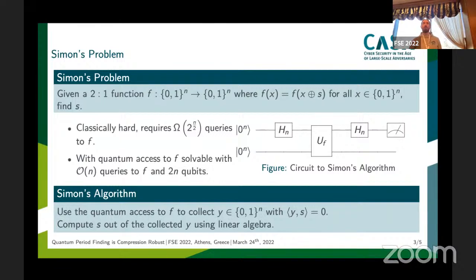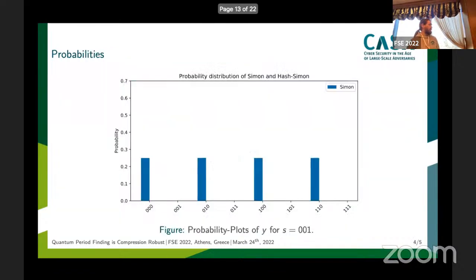Let us have a closer look at the distribution of these y's. Normally, in Simon's algorithm, these y's are uniformly distributed over all y's that are orthogonal to S. Here, for example, for n equals 3 and S equals 0, 0, 1, we see that the probability to measure any y that is non-orthogonal to S is 0. Note that the 0 vector doesn't give us any information about S.